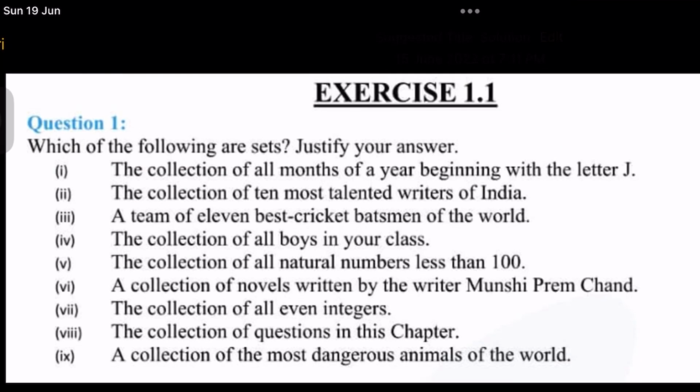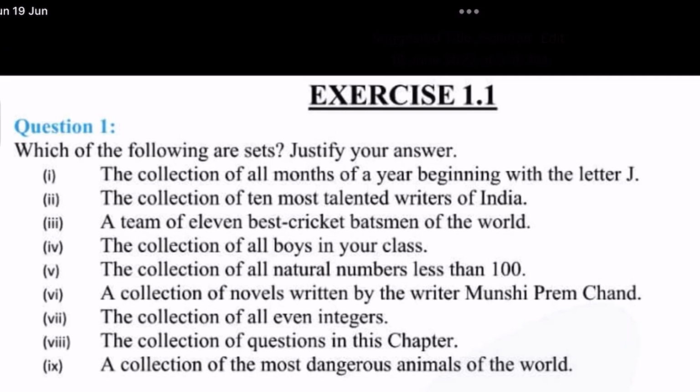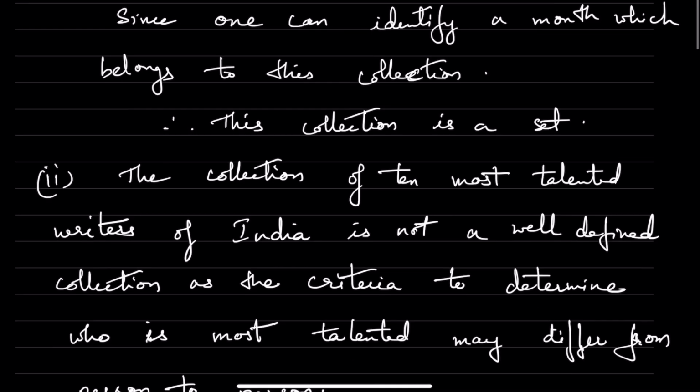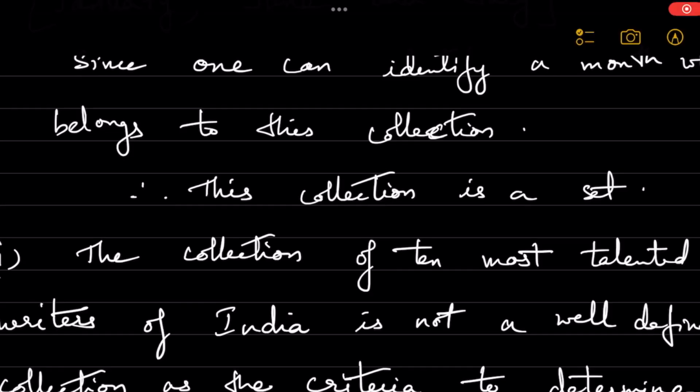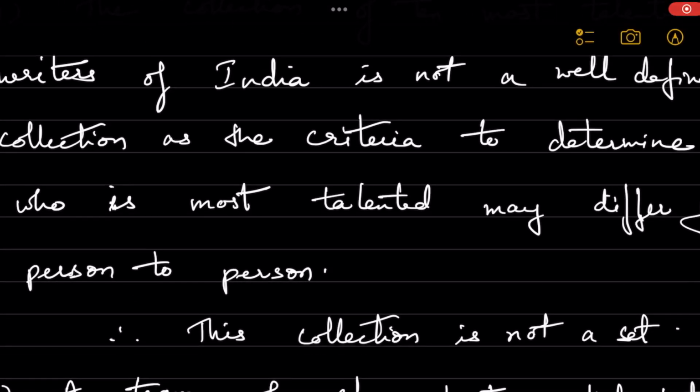Next, the second one, the collection of 10 most talented writers of India. Now in this collection, the 10 most talented writers for me might be different from the 10 most talented writers of India for you. It differs from person to person. Therefore this is not a set. You can write that the collection of 10 most talented writers of India is not a well defined collection, as the criteria to determine who is most talented may differ from person to person. Therefore this collection is not a set.